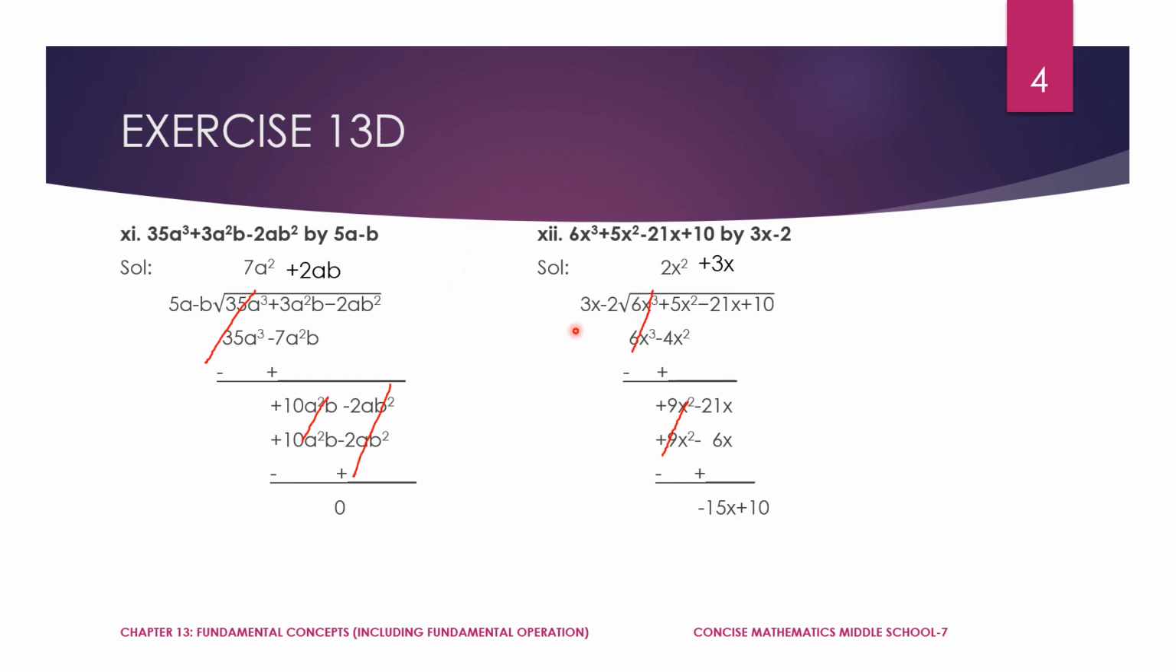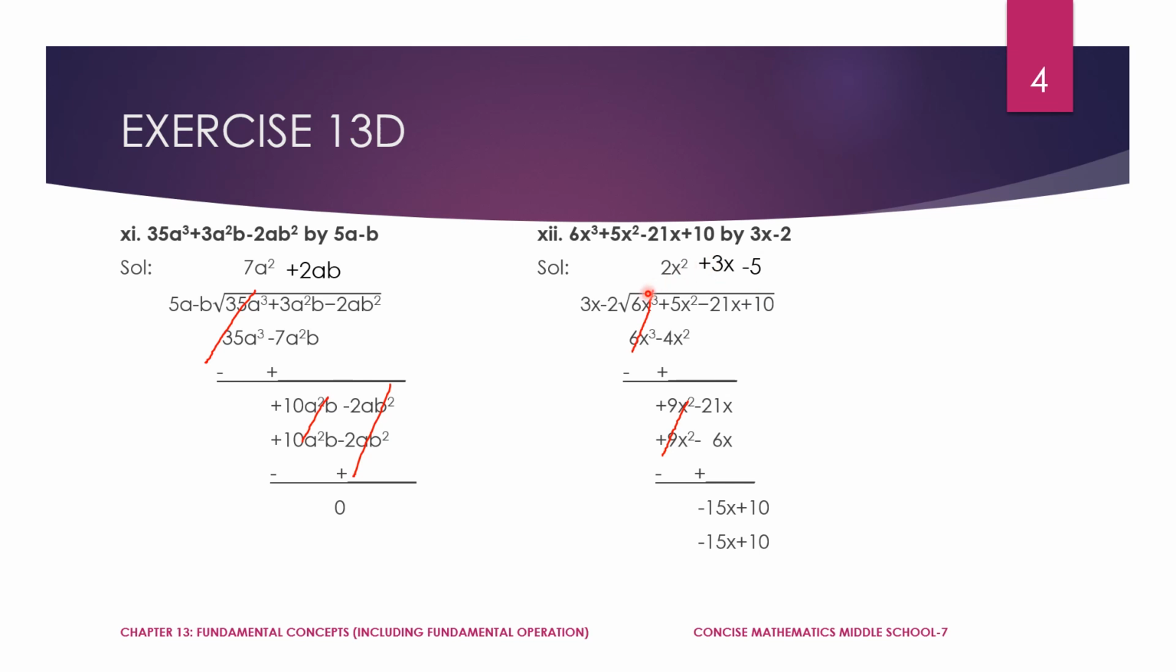Again check with the first term. To make this 3x into minus 15x, which number should be multiplied? 3 5s are 15, right? And here you are having minus. Here you are having minus. So here it's plus. You need to make it minus. So plus into minus, minus. So here you need to write minus 5. Minus 5 should be written, and minus 5 should be multiplied with 3x, that is minus 15x.